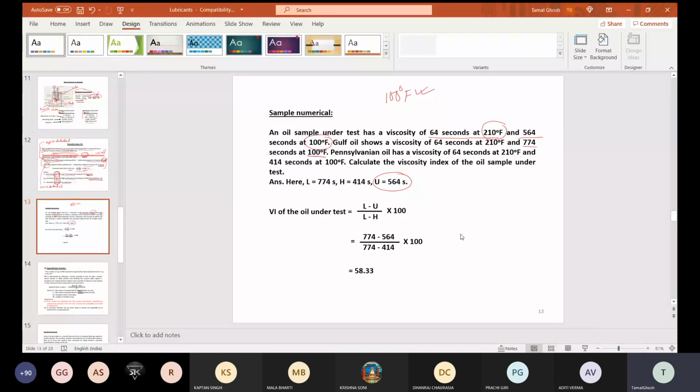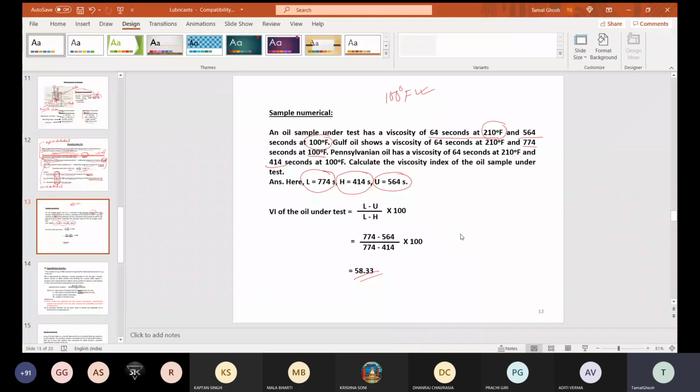So for Gulf oil, that is the L value, it will be 774 seconds, and Pennsylvania oil has a data of 414 seconds at 100 degree Fahrenheit. So H is 414. After substituting, your value is coming to 58.33. Now, what about the 210 degree Fahrenheit data?